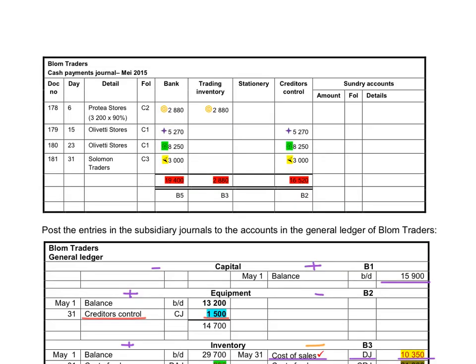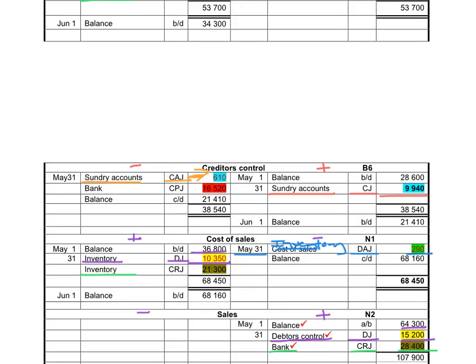In the cash payments journal, we paid out money, so our bank decreases on the credit side. We purchase inventory, so the asset increases on the debit side. We paid the creditors, so we owe less money to the creditors, so we will debit our creditors control. The creditors control is debited with the amount that was paid to them, posted from the cash payments journal, and we indicate that this amount appears on the credit side of the bank account.